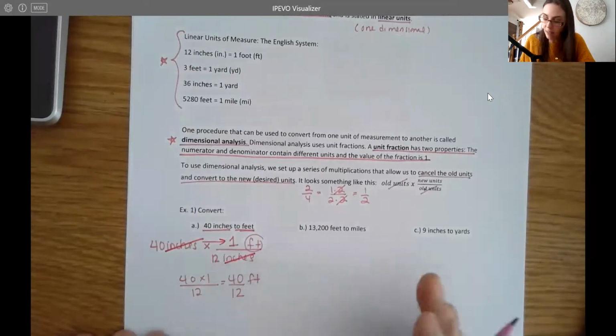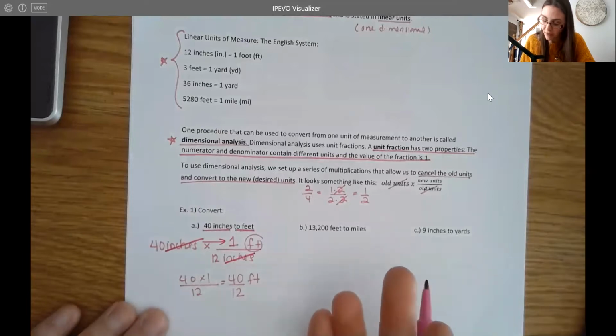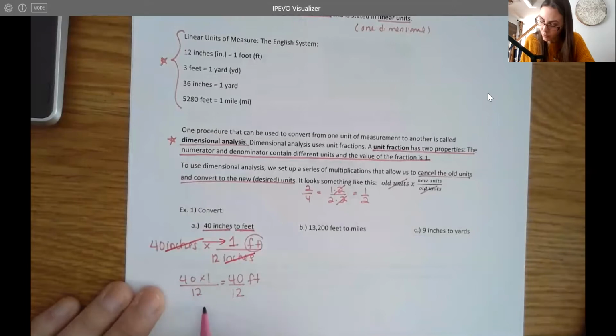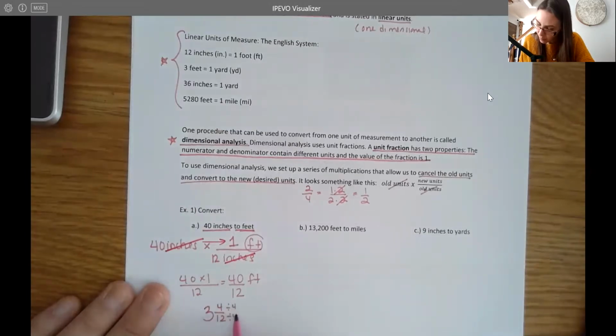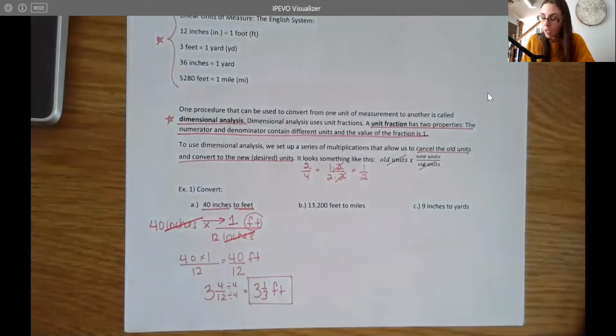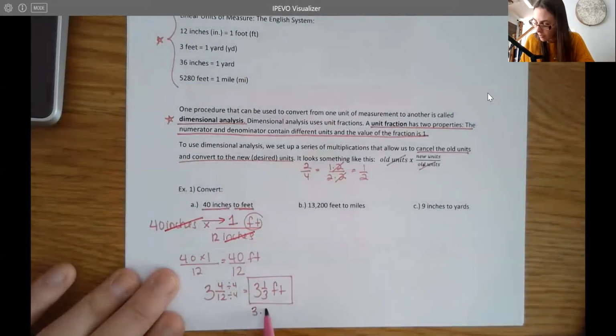And we can either leave this as is, or simplify it and make it into a mixed number. So 12 goes into 43 times, which is 36, which is 4 left over. Then I can simplify this fraction a little bit more and use 3 1/3. So 40 inches is the same thing as 3 1/3 feet.